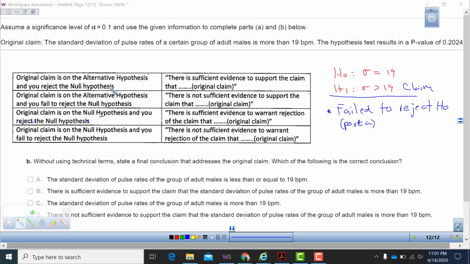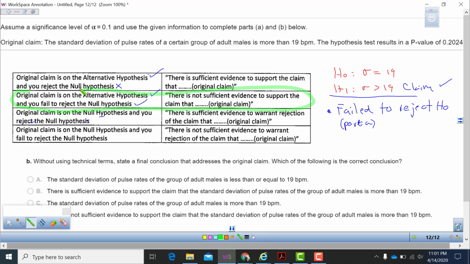Now let's see our options here. It says original claim is an alternative hypothesis. Yes, this is our case. And you reject the null hypothesis. No, I didn't reject, I failed to reject. So original claim is an alternative hypothesis, yes, and you failed to reject it. Yes. So that's our situation here.